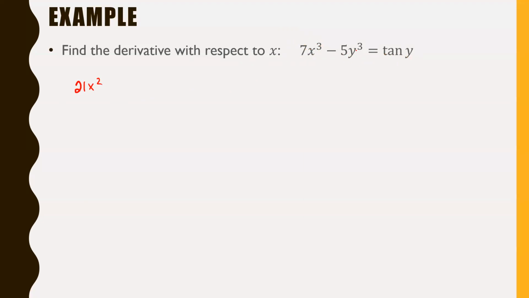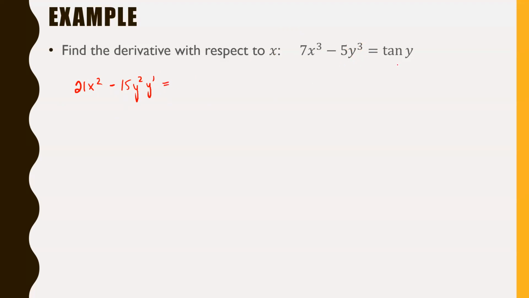As for this next thing, 5y cubed, because we're taking the derivative with respect to x, we have to assume that y is a function of x. So this becomes like a really weird chain rule kind of piece. So what we would do first is we bring this 3 down like we do the normal power rule on that. So that would be minus 15y squared. But then we have to also multiply by the derivative of the inside of the function. So in other words, the derivative of y. Well, the derivative of y with respect to x is just y prime. So as weird as that is, that would be 15y squared times y prime.